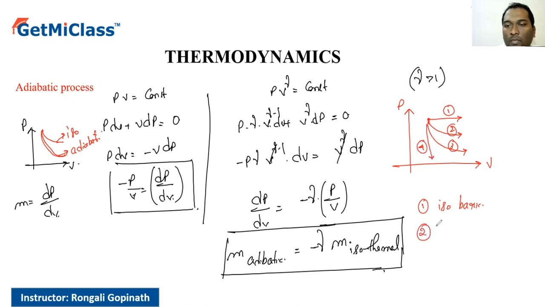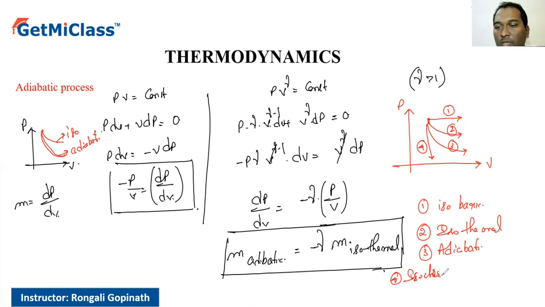Second one represents isothermal. Third one represents adiabatic. Fourth one represents isochoric. Right? These are the comparisons between different processes in a PV curve. The same thing can be done for compression of the gas, which you can write on your own. All right.